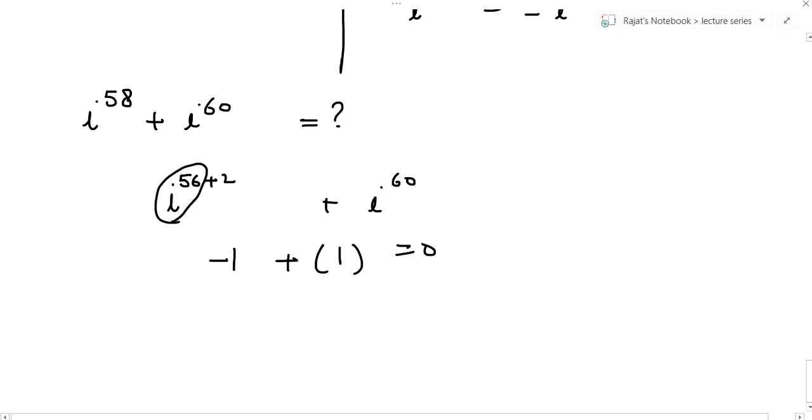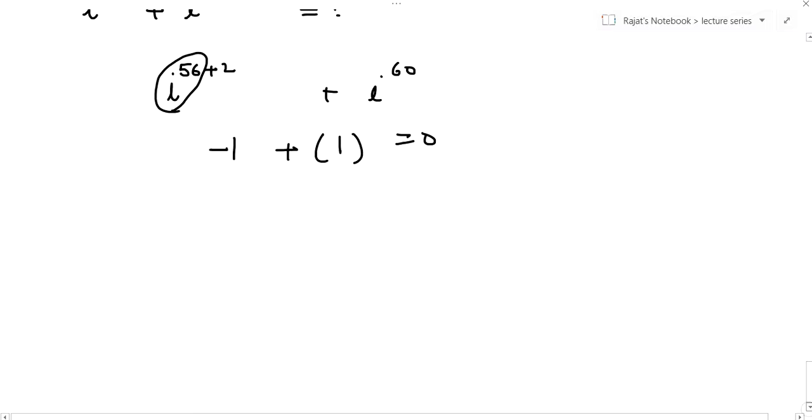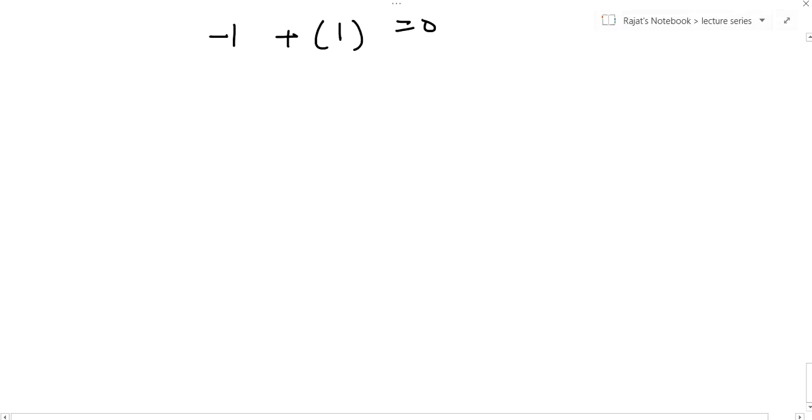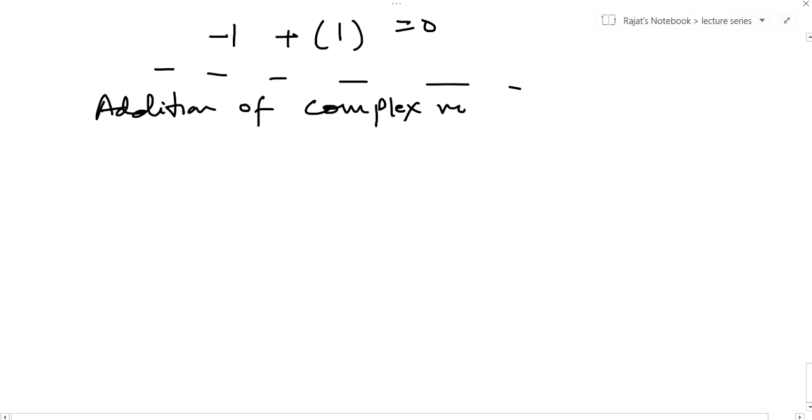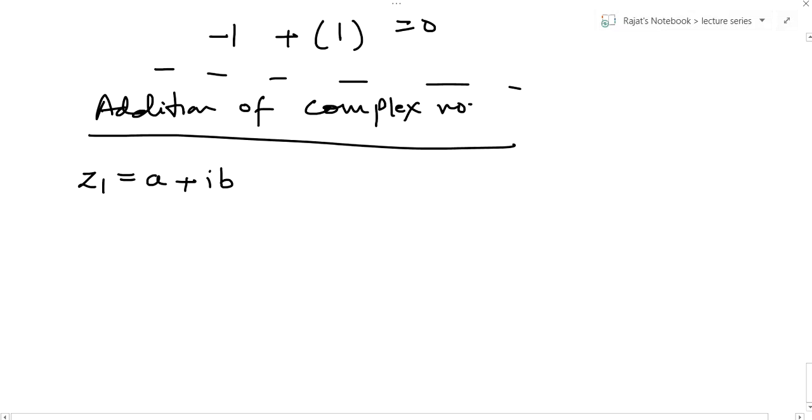So these are the type of questions that are generally asked. Okay, so next is the addition of complex numbers. Suppose there is a complex number z1 given by a1 plus ib1, and there is another complex number z2 given by a2 plus ib2.